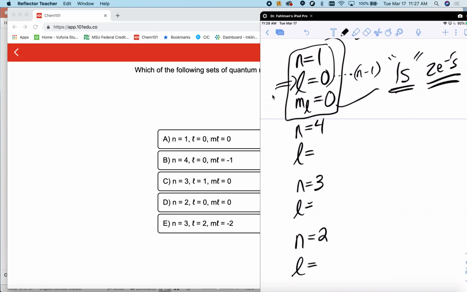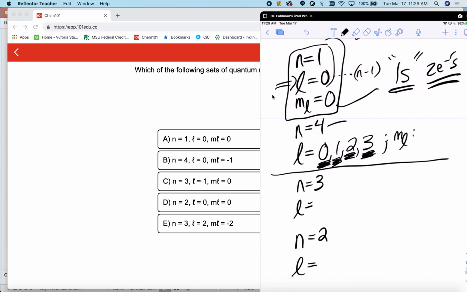Then for the n of 4, what values can L take? Starting from 0, 0 to 3. Yep, exactly. And then your m sub L, you've got different varieties. For L of 0, m sub L is just 0. For this one, you've got -1, 0, +1. For this one, -2 all the way to +2. And this one from -3 all the way to +3. And for n of 3, it's 0, 1, and 2, with all the associated m sub L's. And for n of 2, it would be 0 and 1, and again, all the different m sub L's.